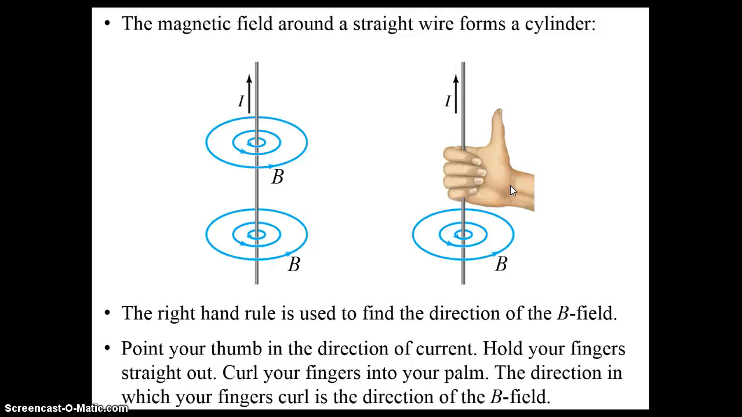And then once your fingers are out, you curl your fingers into your palm, and that's what this picture shows. They've been curled in toward the palm. The direction in which your fingers curl, in this case, our fingers were straight out, and then they curled in. That direction is the same as the direction of the B field.